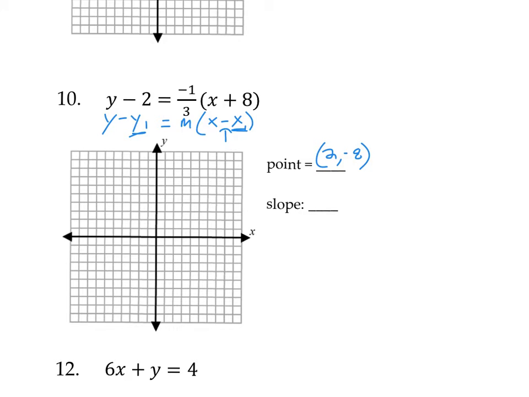So I find 2 comma -8 down there. The slope is similar to slope-intercept form, where it's right there. So the slope's -1/3. Down 1 over 3. Down 1 over 3. So it looks like that for point-slope form.